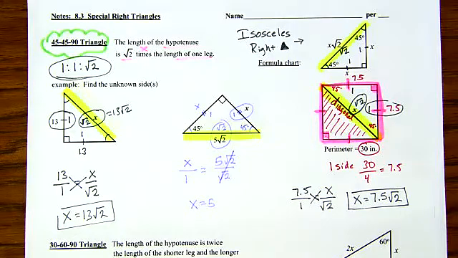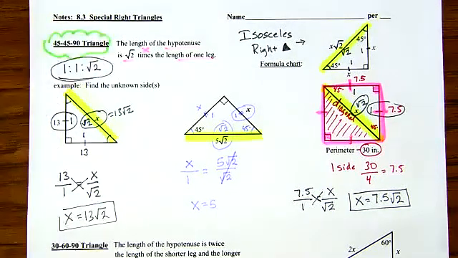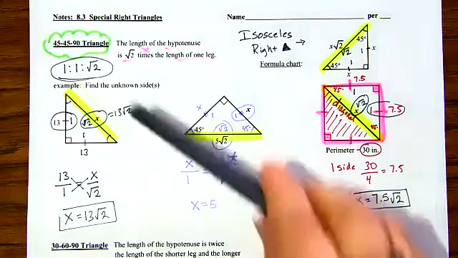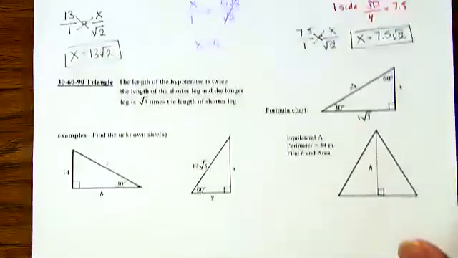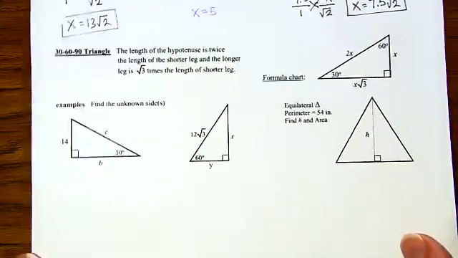Hello, everybody. We are still talking about special right triangles. Yesterday, we focused on 45, 45, 90 right triangles that had a ratio of 1 to 1 to radical 2, and we set up proportions accordingly. Today, we're going to do the same concept with 30, 60, 90 triangles.